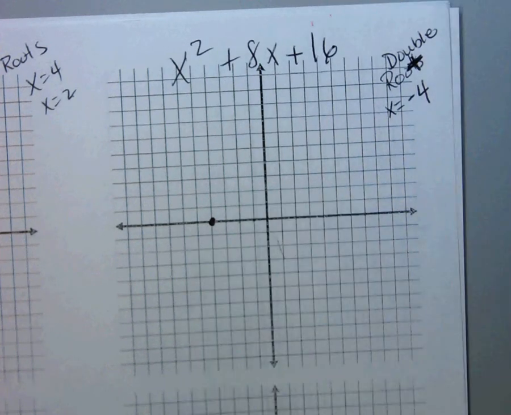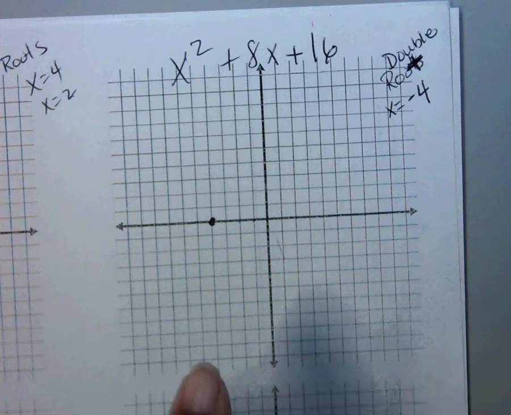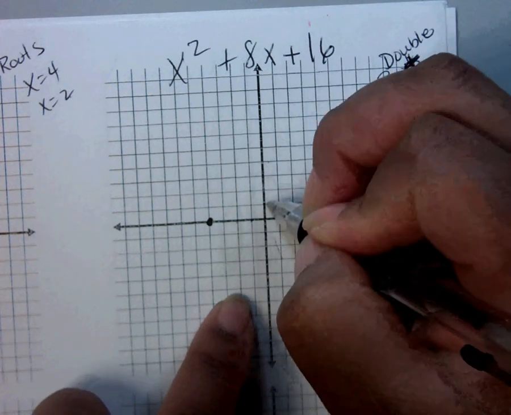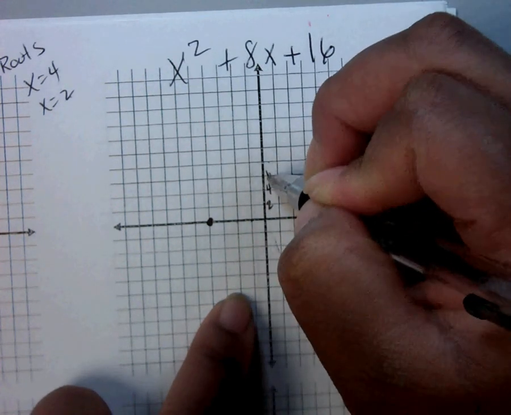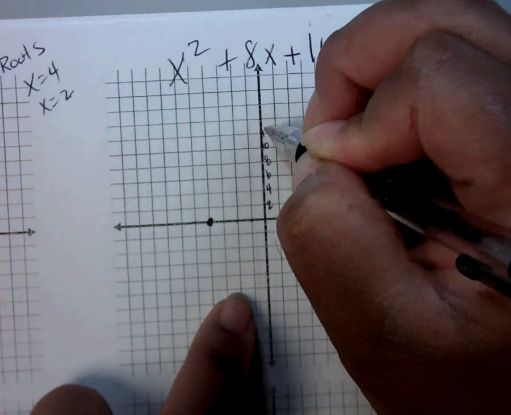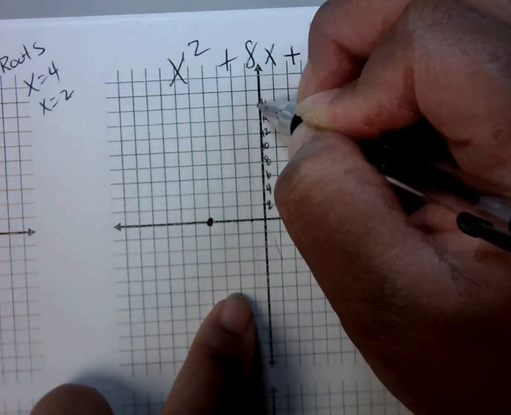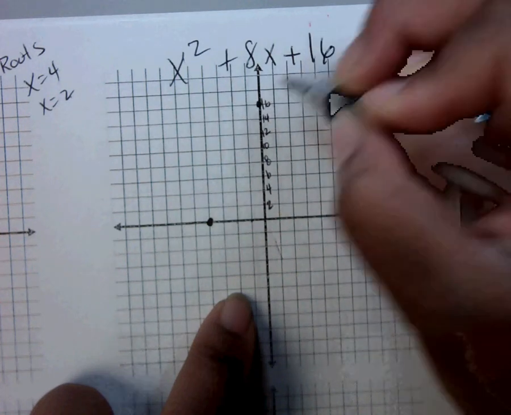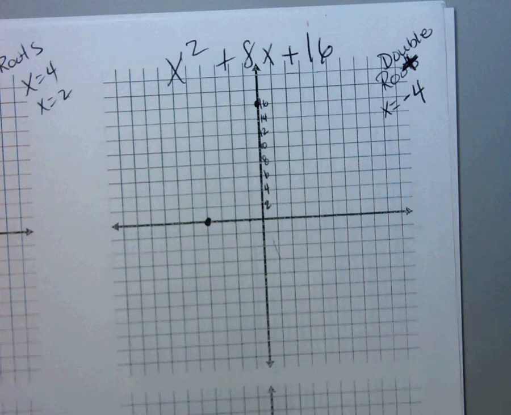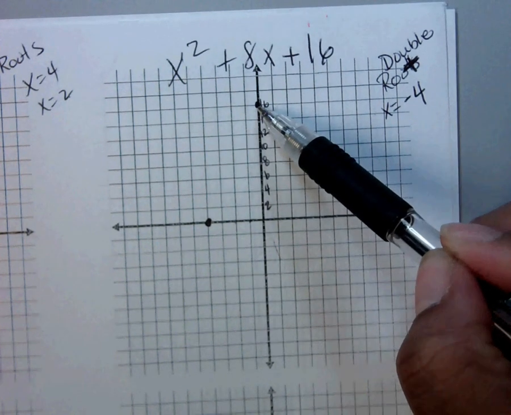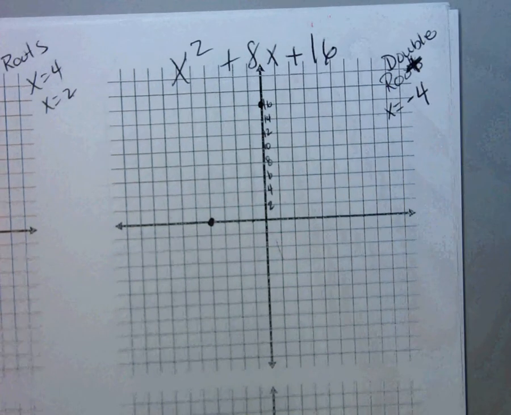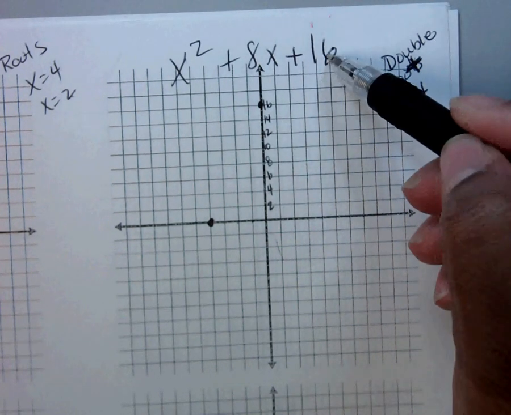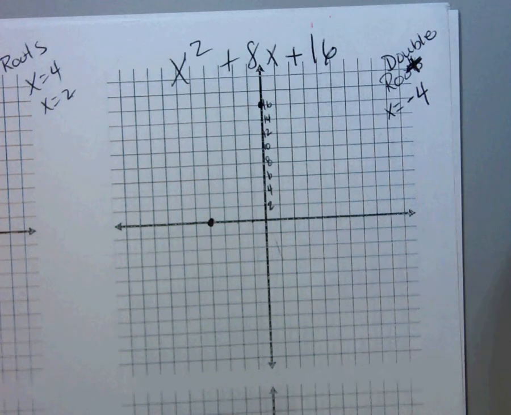Now I know you guys are saying, Miss Pierce, 16 is too high. You're right, it is. But I can change the scale of my y-axis. So let's do that. Instead of 1, 2, 3, 4, we can make it 2, 4, 6, 8, 10, 12, 14, 16. Why did I put 16 here? Where did I get 16 from? The y-intercept. This is always your y-intercept, which is the letter C. So C is always the y-intercept.